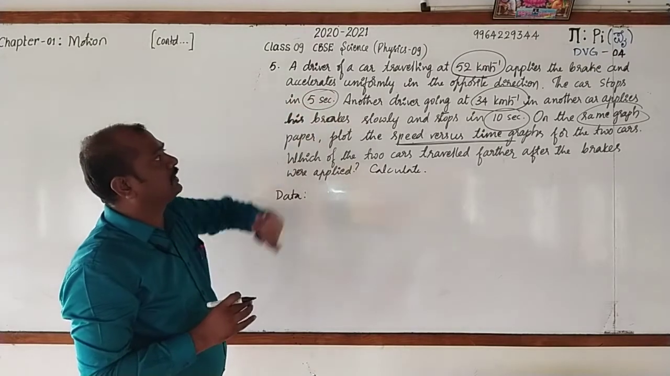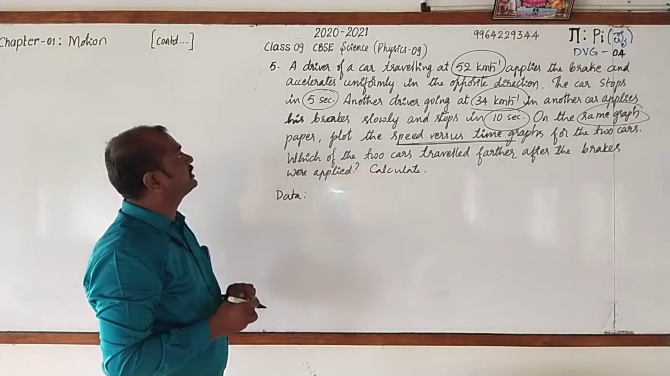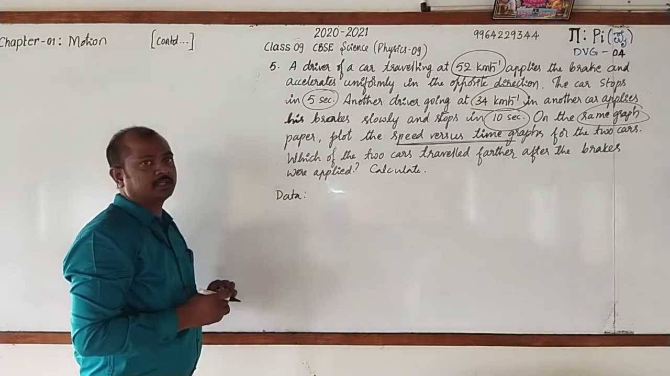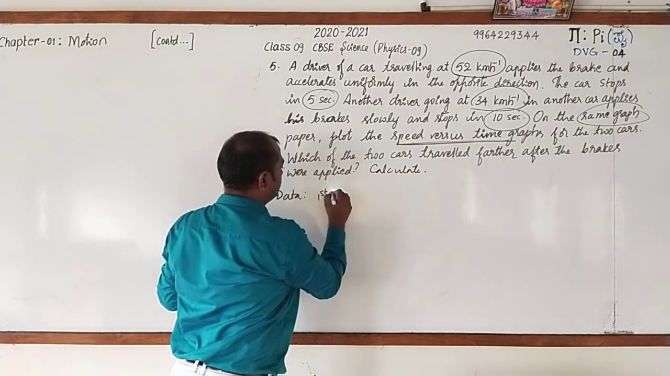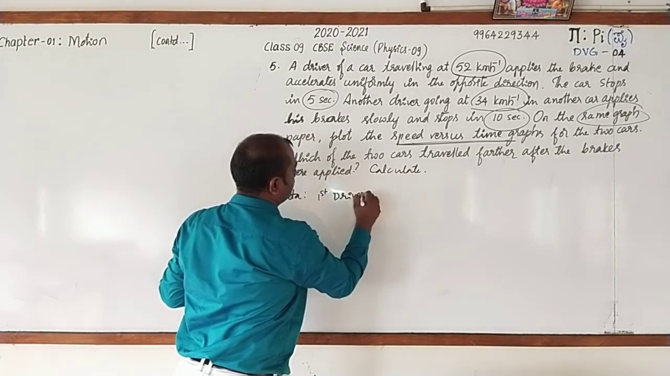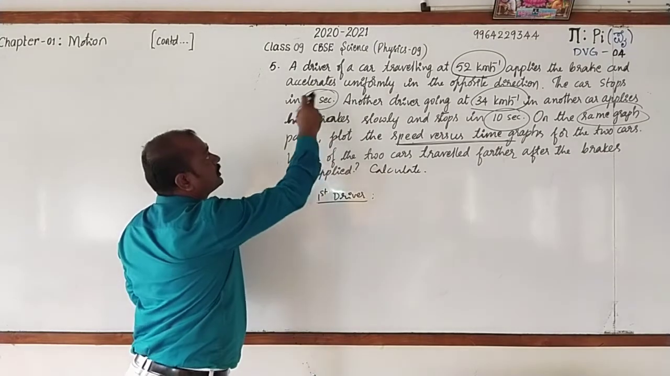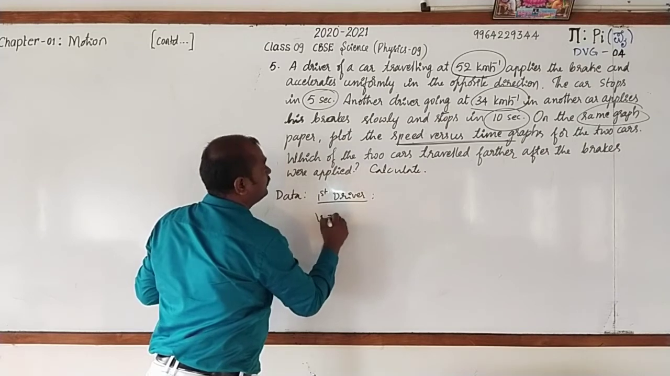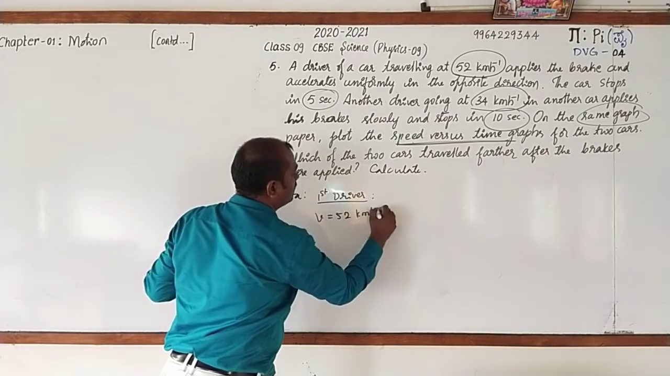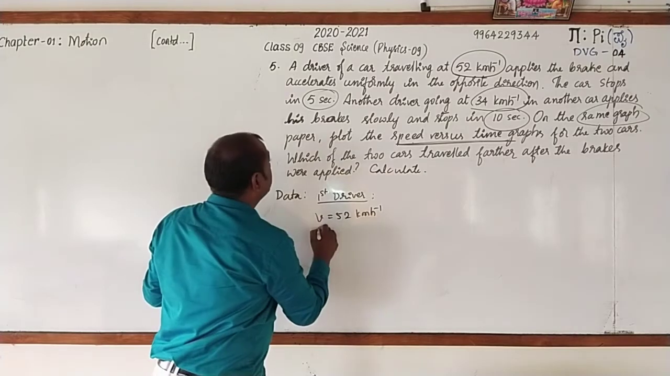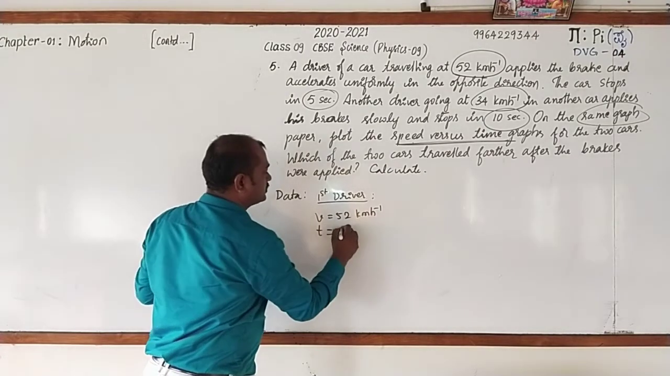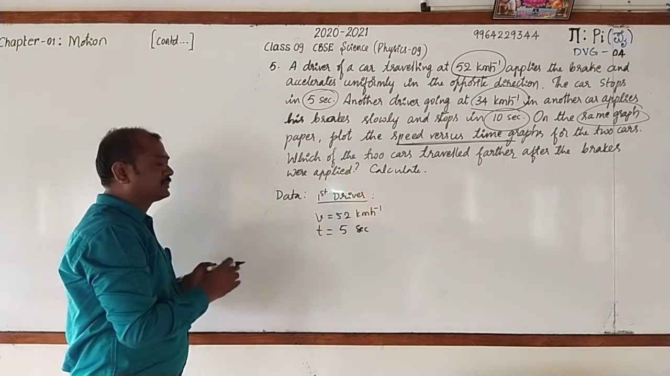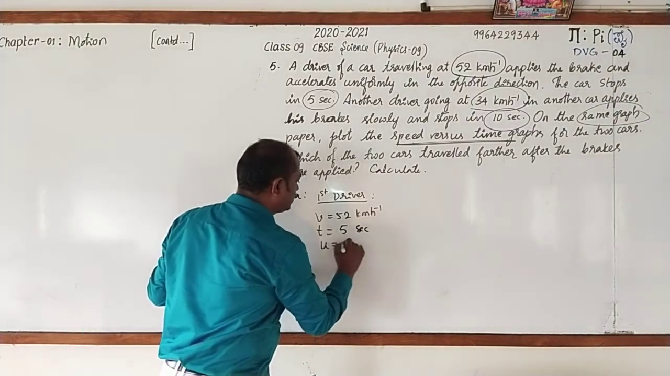A driver of a car traveling at 52 km applies the brakes and accelerates uniformly in the opposite direction. The car stops in 5 seconds. I'll take the first driver, who is driving a car with a speed of 52 km/h. The time taken to stop is 5 seconds. When it stops, the final velocity will be 0, v equal to 0.